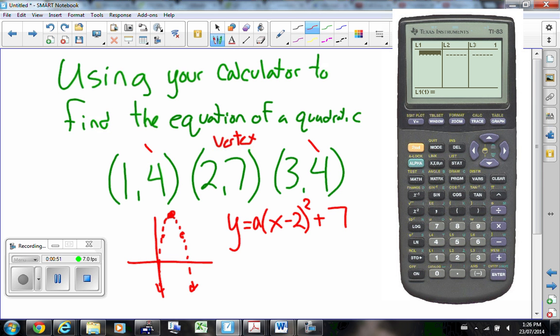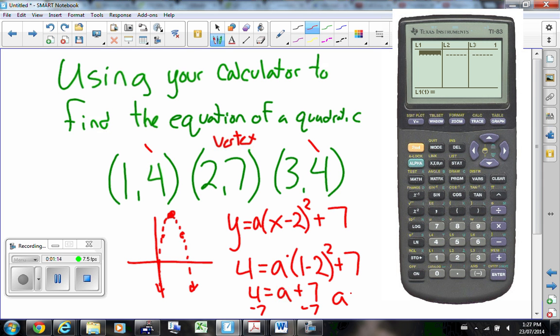And then I need to find my a value, that multiplier. What I do is put in one of these other points. I'd go 4 equals a times (1 minus 2) squared plus 7. And this is going to be 4 equals a times negative 1 squared, which is just 1, plus 7. So subtract 7, and my a equals negative 3. So my equation then would be y equals negative 3 (x minus 2) squared plus 7.